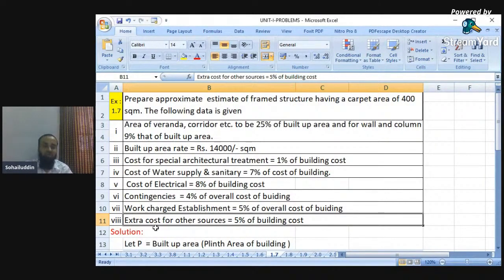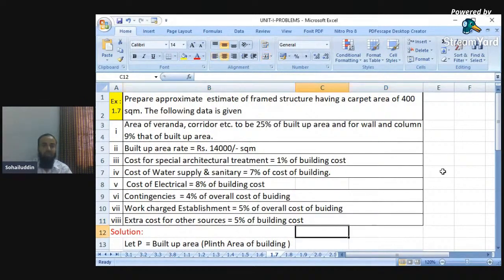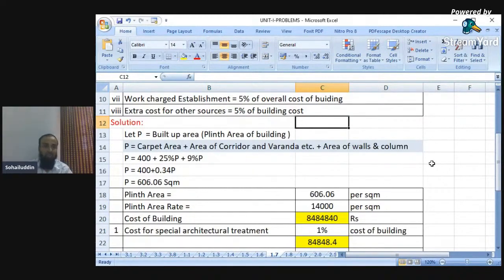In this way, this data is given, and from this data we again have to find out, by the plinth area method, the cost of the building required for the area of 400 square meters. We will see that the plinth area will include different heads. First head: let us assume capital P, or X, as the built-up area or plinth area of the building. These are just notations.